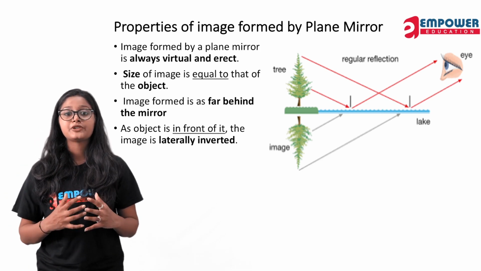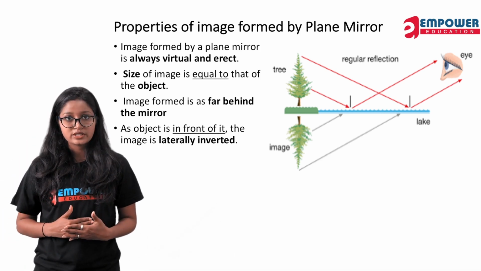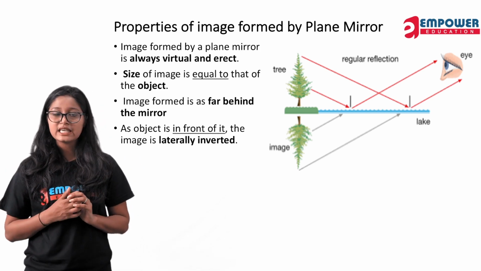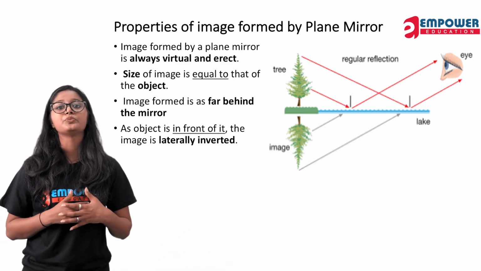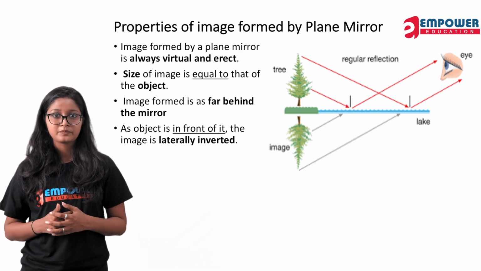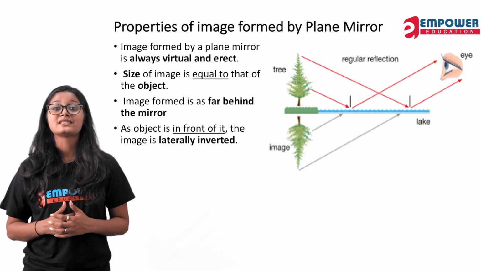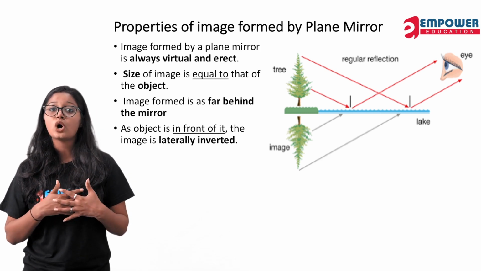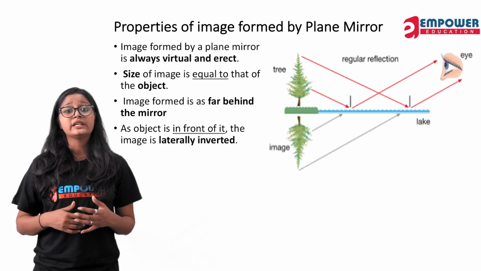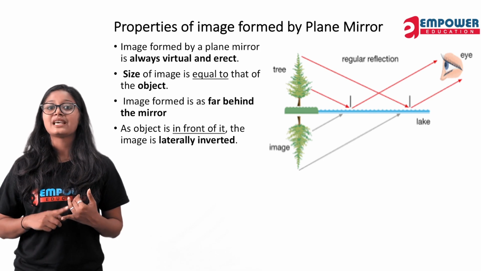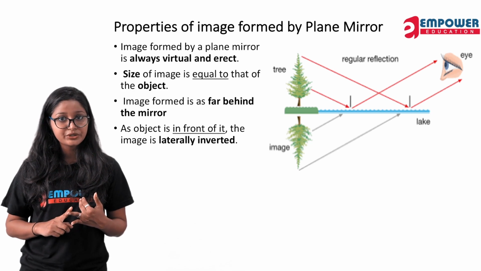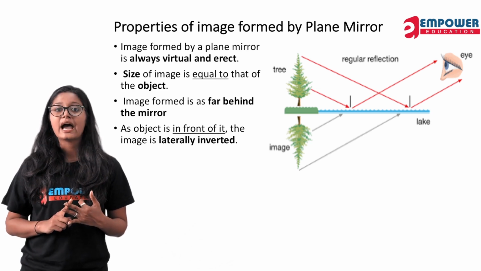What do you mean by laterally inverted? If you look at yourself in the mirror with your palms facing the mirror, you will see that the left hand appears to be your right hand and the right hand appears to be your left hand. This is called lateral inversion. That is, your image is laterally inverted in the mirror. So, the image formed by a plane mirror is the same size as that of the object. It is laterally inverted, virtual and erect.